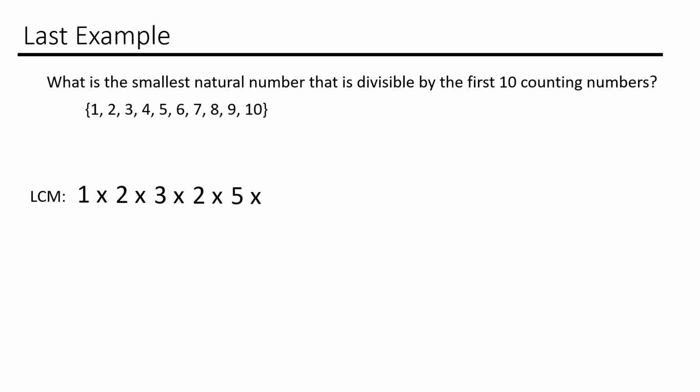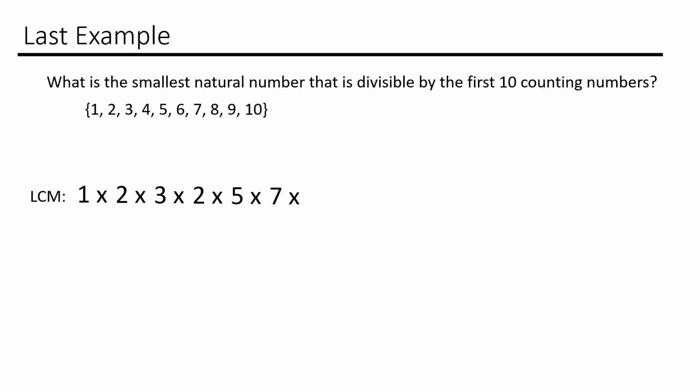Prime factorization of 6. 6 would be 2 times 3. Well, I already have a 2 and a 3. So I have 2 times 3. So the prime factorization of 6 is already in this least common multiple that I have down here. So that's great. I don't have to do anything for 6. Let's look at number 7. For 7, the prime factorization would be 7 times 1. So I need to include a 7.